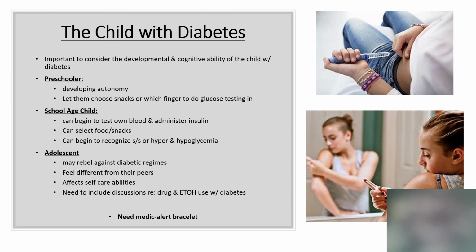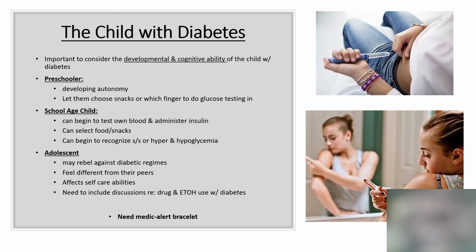In working with the child with diabetes, it is really important that we take their developmental level into play. So when we talk about preschoolers, they are at a stage of developing autonomy, and so we want them to have the opportunity to develop that within the confines of a disease process that really takes a lot of control away from them. So we want them to be able to choose snacks and maybe choose the finger that I will use in order to do their glucose testing.